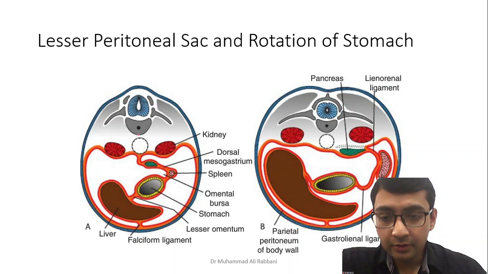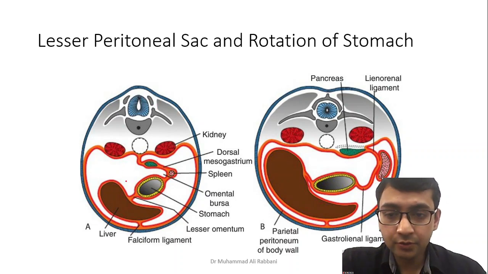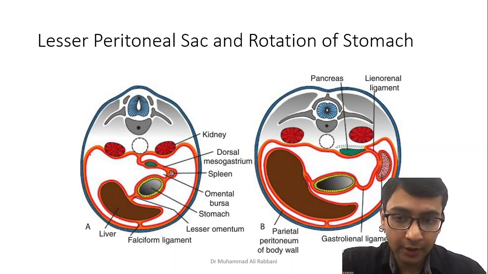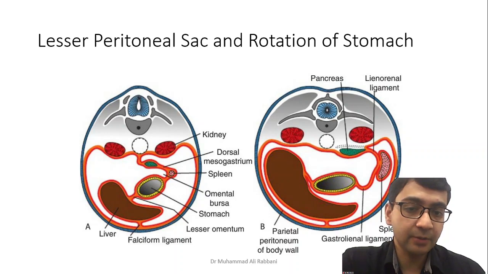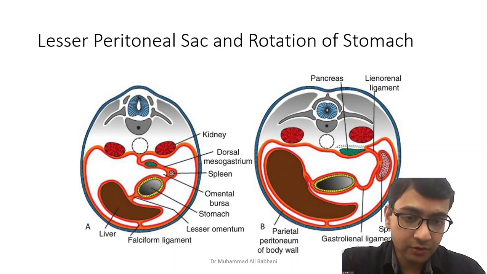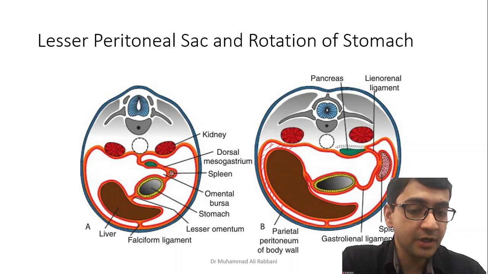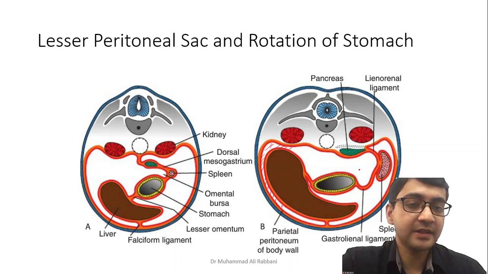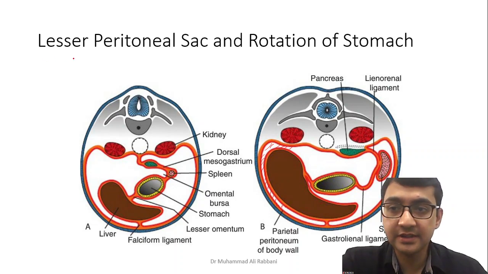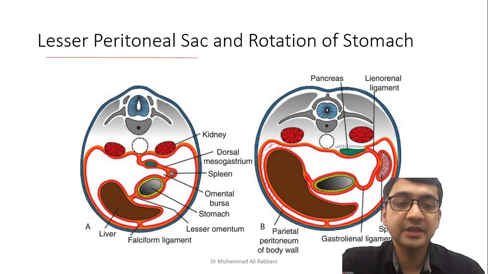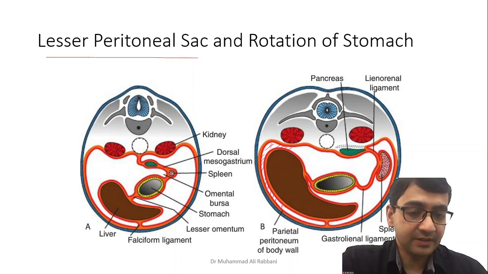Like here. As the liver continues to grow, it covers all of this lateral aspect and even the posterior aspect. And when the liver grows all the way, it fuses with the posterior layer and the lateral layer. When the liver has fused with the posterior and lateral layers, this cavity is isolated. This cavity is now known as the lesser peritoneal sac, and its other name is omental bursa.